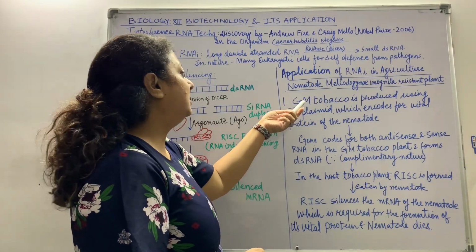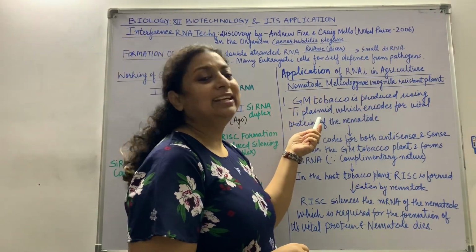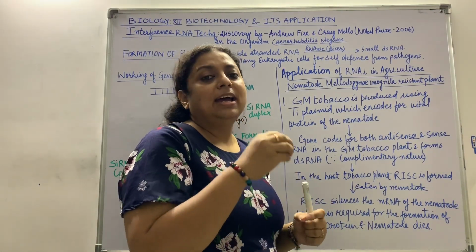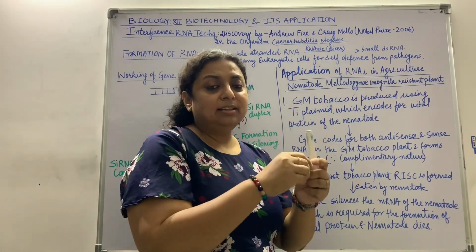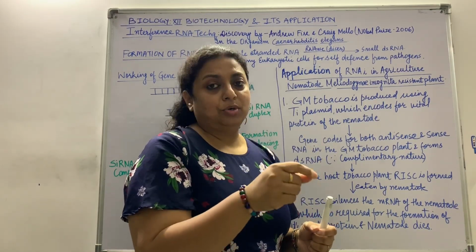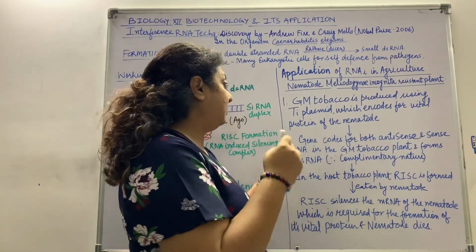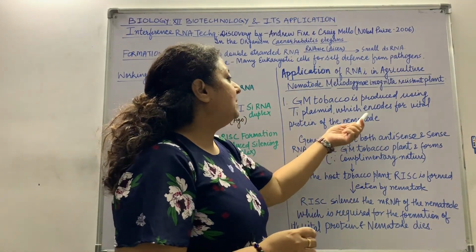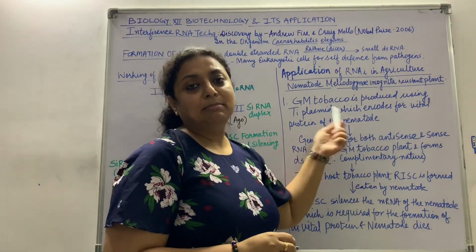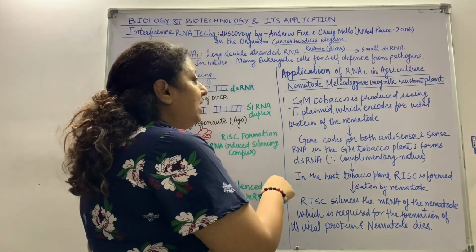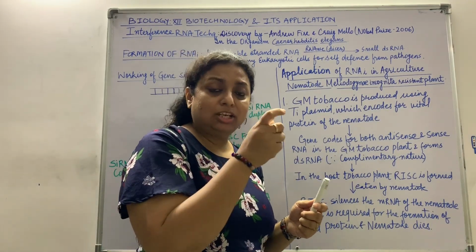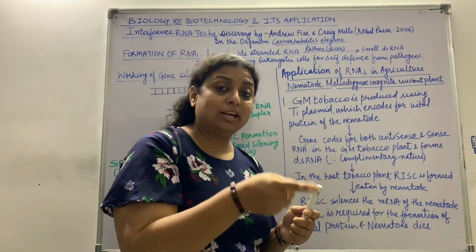We can see here that the GM tobacco is produced using the Ti plasmid as a vector. The gene of interest is chosen, which is making the vital protein in the nematode. So that particular gene of interest is picked up and it is now incorporated in the Ti plasmid. So it encodes for a vital protein of the nematode, right? So now deliberately, we have made the GM tobacco which has a gene coding for a vital protein of the nematode.